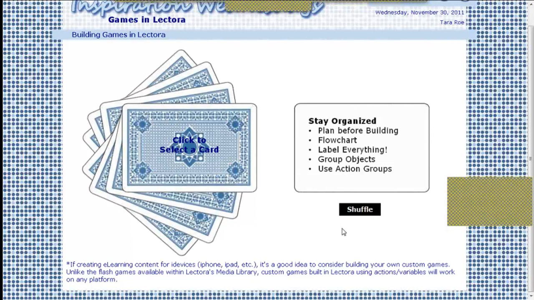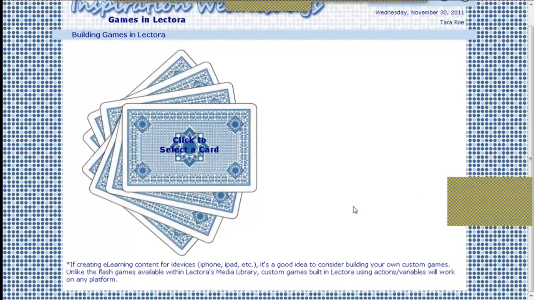Use your groups. Grouping different objects keeps your Title Explorer organized, makes it a lot easier to show and hide different elements of that game. And of course, use your action groups. When you create games, actions are used because that's what's triggering all of your logic. So if you create action groups, again, it's a lot easier to keep that Title Explorer organized.